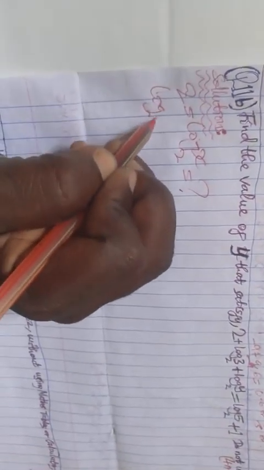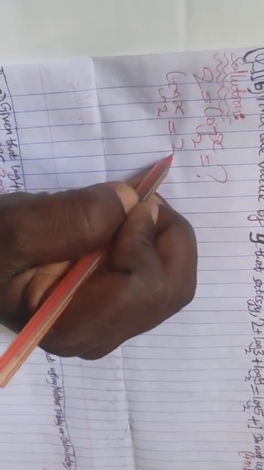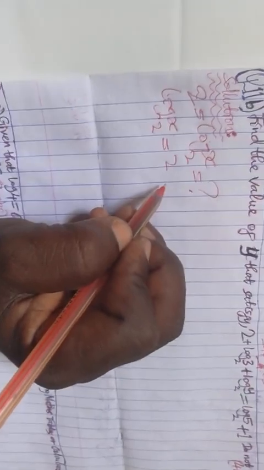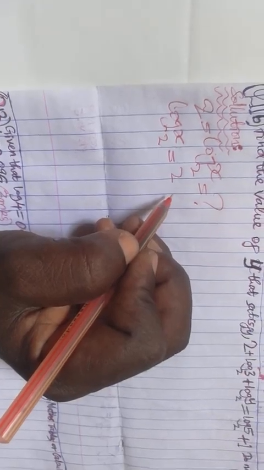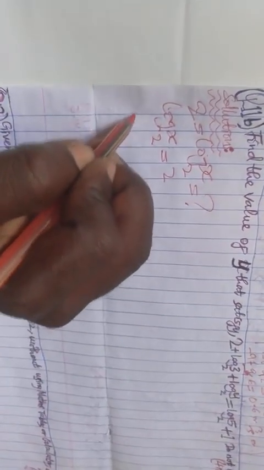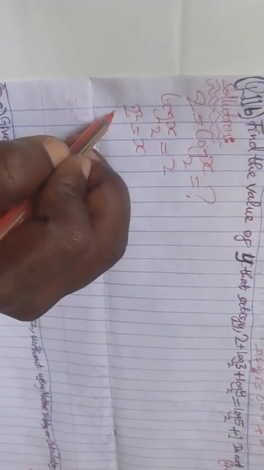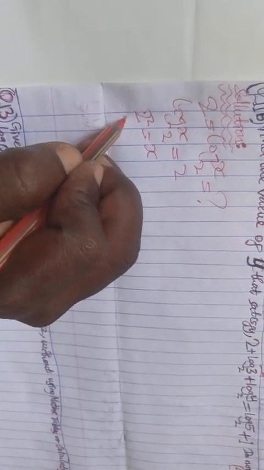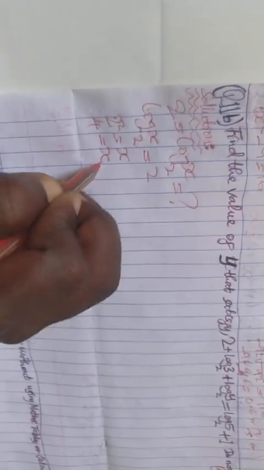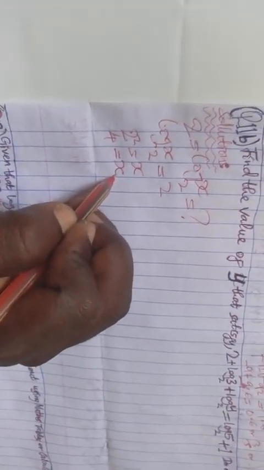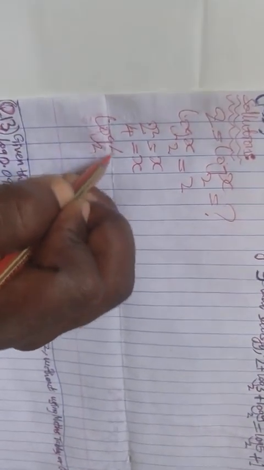log x base 2, which is the same as 2. But we know that to get x, 2 should be squared. Therefore, 2 squared is the same as x, in which x is the same as 4. Hence log 4 base 2.